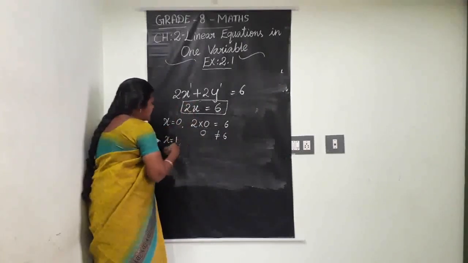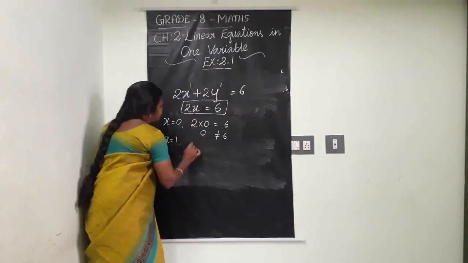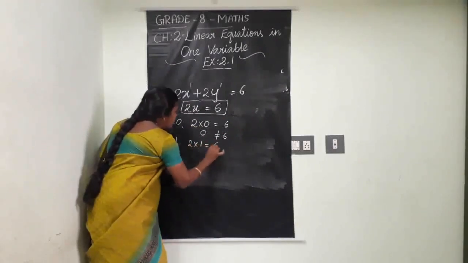If I take x as 1, what comes? 2 into 1 equal to 6.